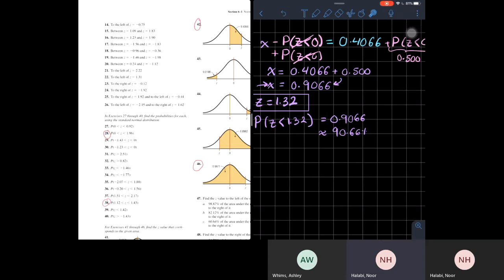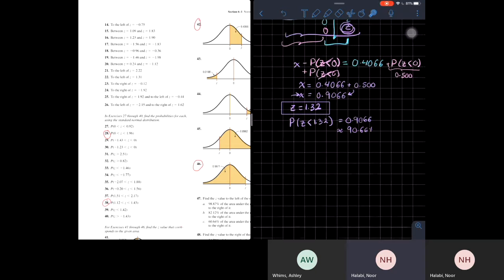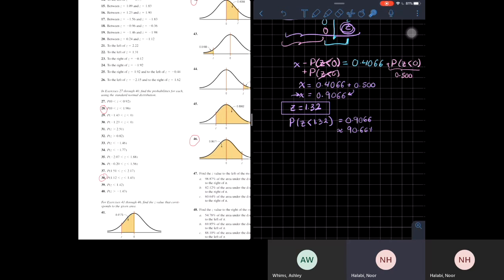So this is it. Now that we figured out our z using the calculator and using the z-score table, you can do the same for most of the problems that are in that set.